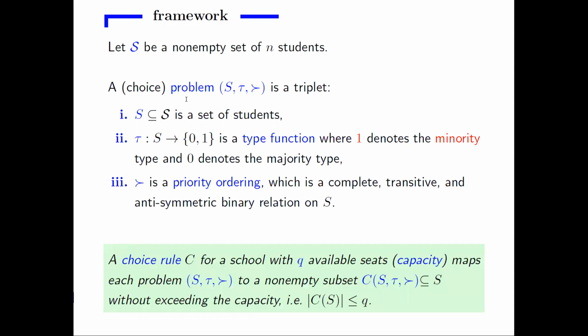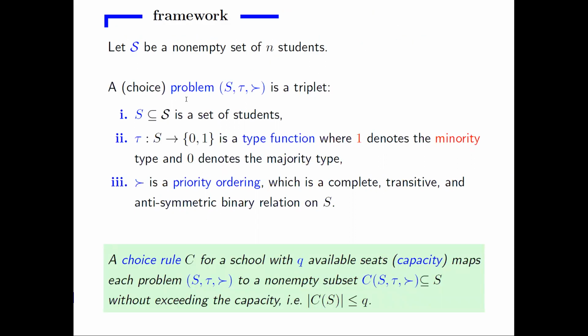Then a choice rule for a school with Q available seats. This is important. So we assume that each school is coming with an exogenously given capacity. Say that we have a school that has Q many available seats, then a choice rule for such a school will map each choice problem into a non-empty set of applicants without exceeding the capacity. You cannot obviously accept more students than your capacity.